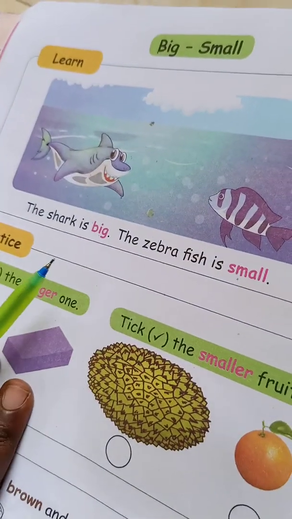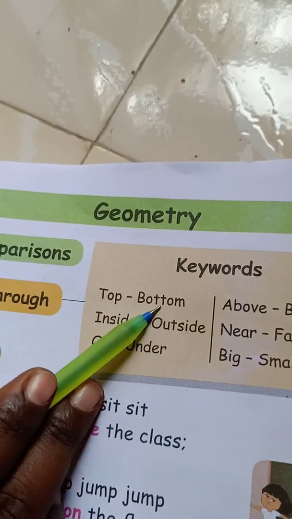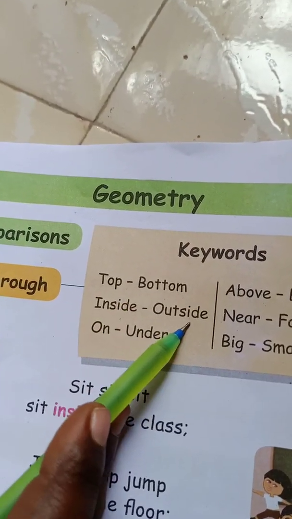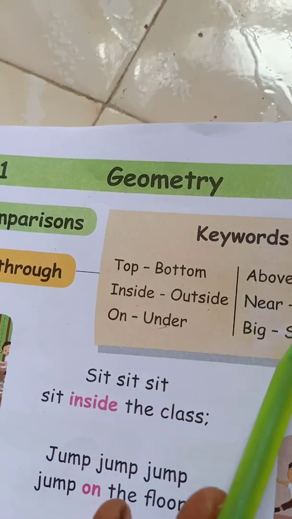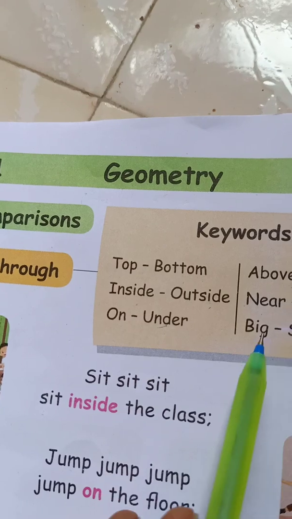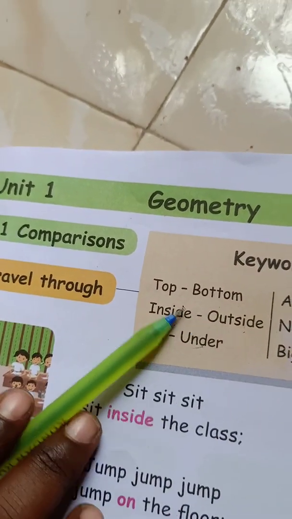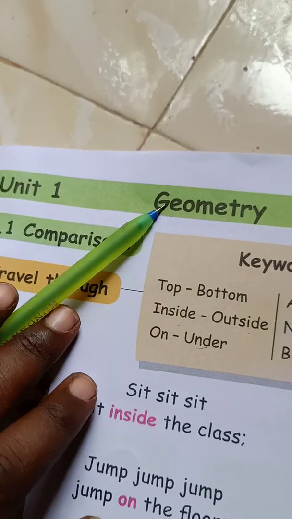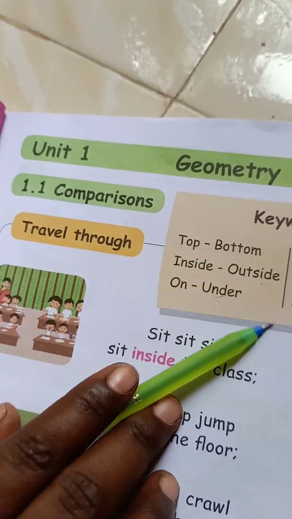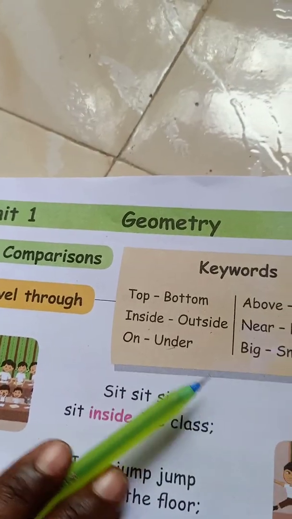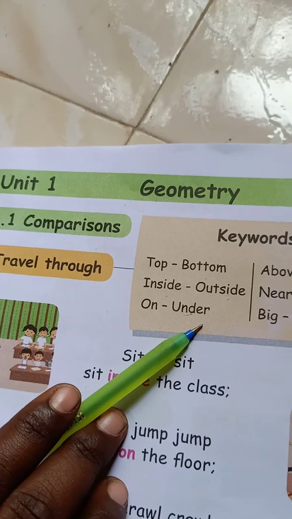Today we saw the comparisons top, bottom, inside, outside, on, under, above, below, near, far, big, small. Today we saw this geometry first lesson, comparisons. If you have any doubt, you can contact the teachers.